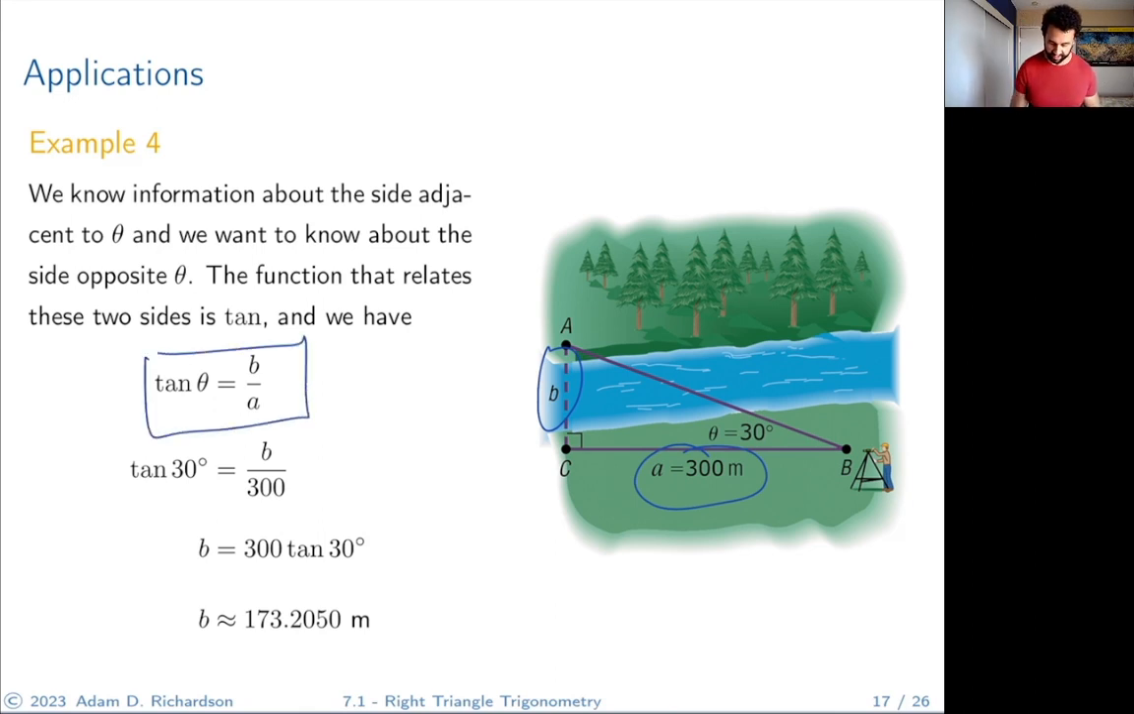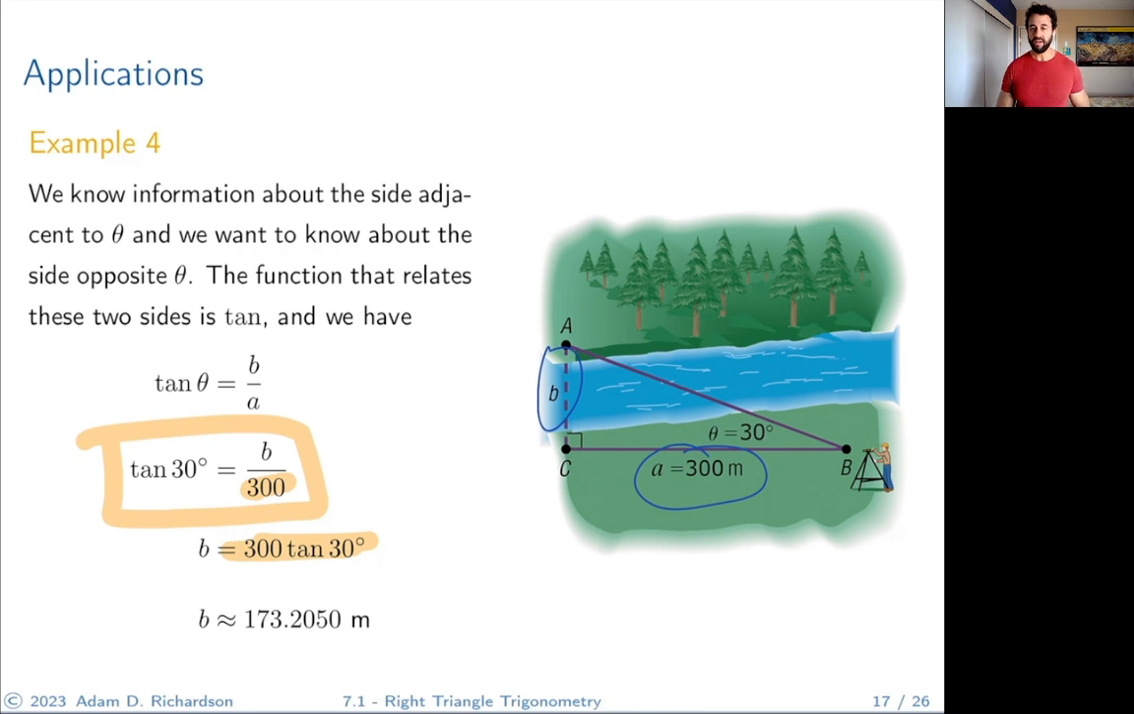We know that tangent of theta is opposite over adjacent, so it's going to be B over A. But we know what A is. A is 300. And we know what tangent of 30 is too, because 30 is one of those standard angles. I should have included the exact value here; I only included the approximation. But once we know this relationship, we can solve for B, and we get that B is equal to 300 tan 30. Plug that into a calculator, and you'll get 173.2050 meters, approximately.